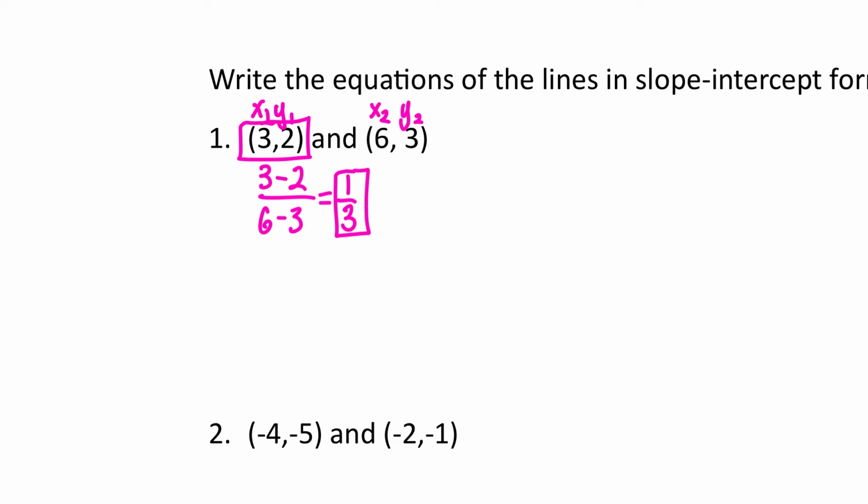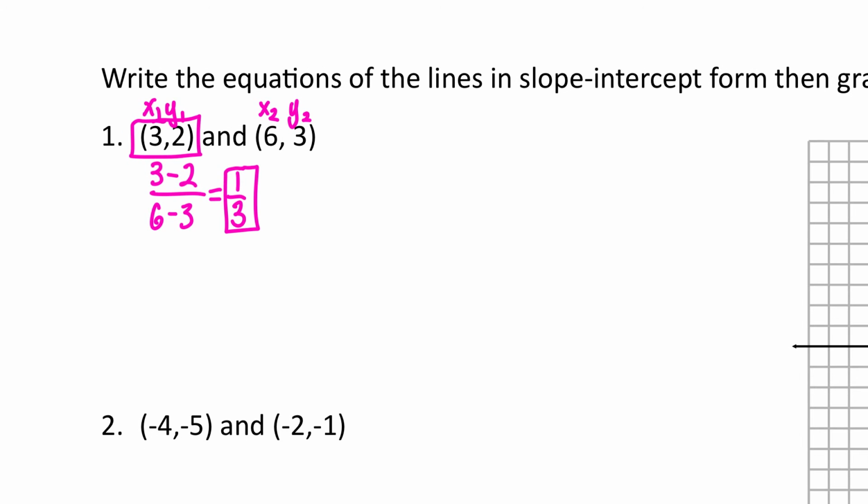I'm just going to use the first point again here. So use 3, 2 and the slope of 1/3. So to put that into point slope first is what I'm going to do. Okay, so what's it going to look like in point slope?